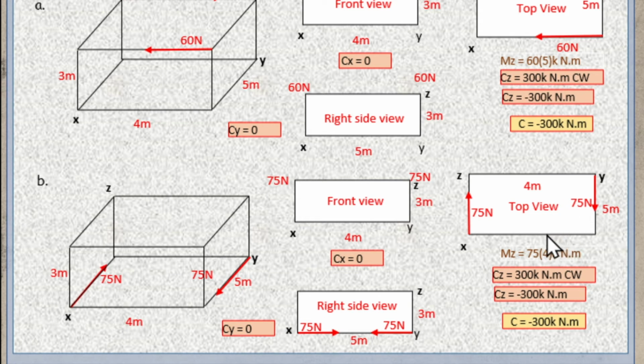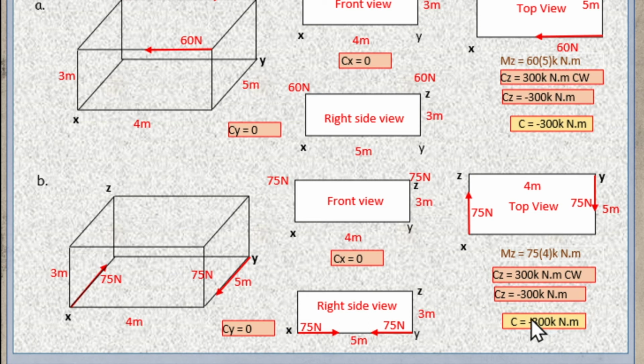So therefore, we have the value for our couple at z. Taking moment, I will assume clockwise positive. So 75 multiplied by its perpendicular distance 4. We have couple at z equals 300k Newton meter in clockwise direction. If we need to put negative or positive, based on our right hand rule, if it is clockwise, then this will be in negative direction. So it will be negative 300k Newton meter.